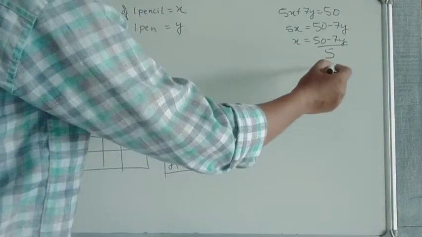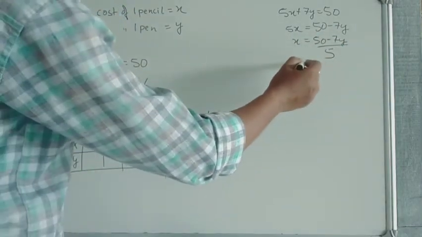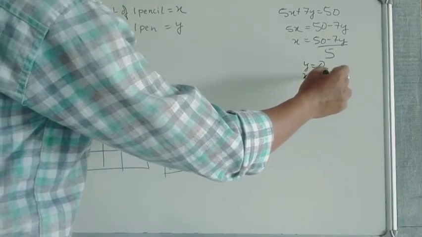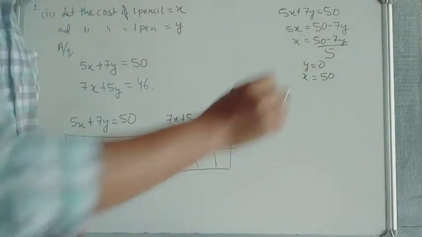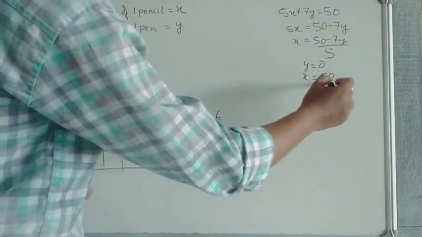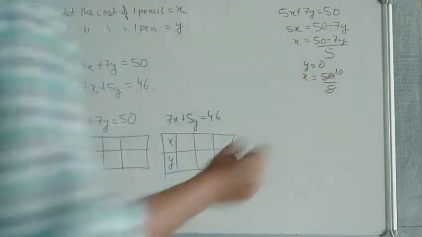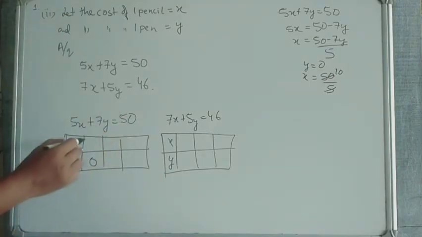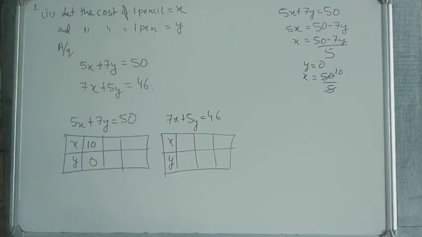We will take y as 0. So y is 0. Then x will be equal to 50 minus 7y, that is 70... I mean 50 minus 0, by 5. That will give me 10. So first we took y as 0, and x we got is 10.